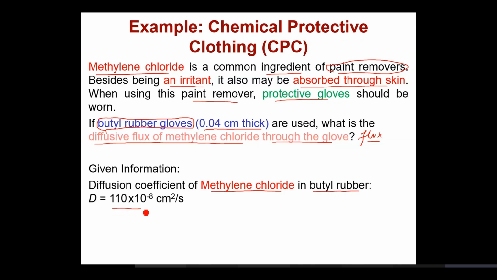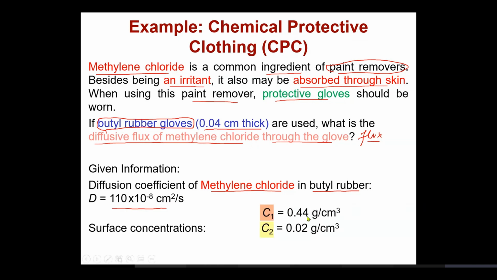is 110 into 10 to the power minus 8 centimeter square per second, and the concentrations are given to you. The two concentrations, C1 and C2, are also given to you. With this information, can you find out the diffusive flux J? Can you find it out?